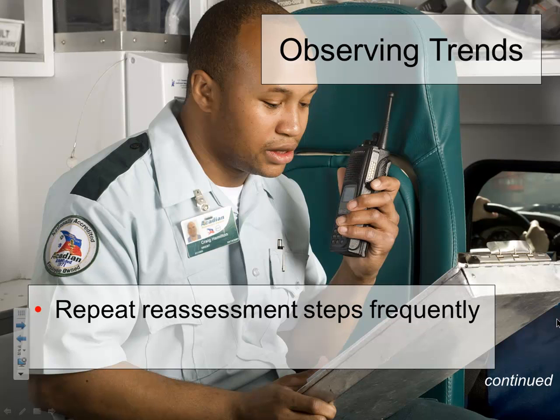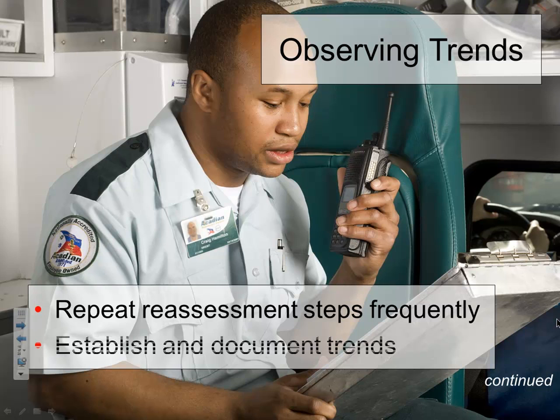Okay, our reassessment also, as we said, is we're observing for trends. So we want to reassess on a regular basis, depending on how bad they are. If they're real bad, how often should you reassess? Every 5 minutes. Besides often, yeah. Every 5 minutes. If they're pretty stable, how often do you need to reassess? About every 15 minutes, that's right. And there may be times where you have to reassess more frequently.